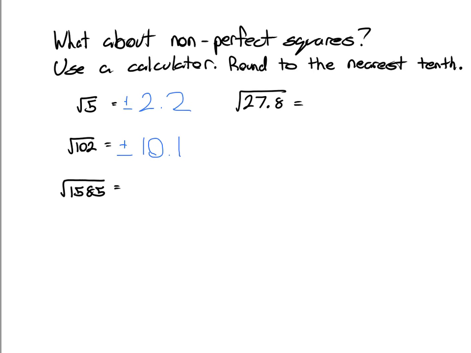Go ahead and try the other two. Square root of 1585, the square root of 27.8. Pause the video now and calculate that. Round to the nearest tenth accurately. Did you get plus or minus 39.8 and plus or minus 5.3 for these last two here? If you did, nice job. You rounded accurately. All right, let's keep going.